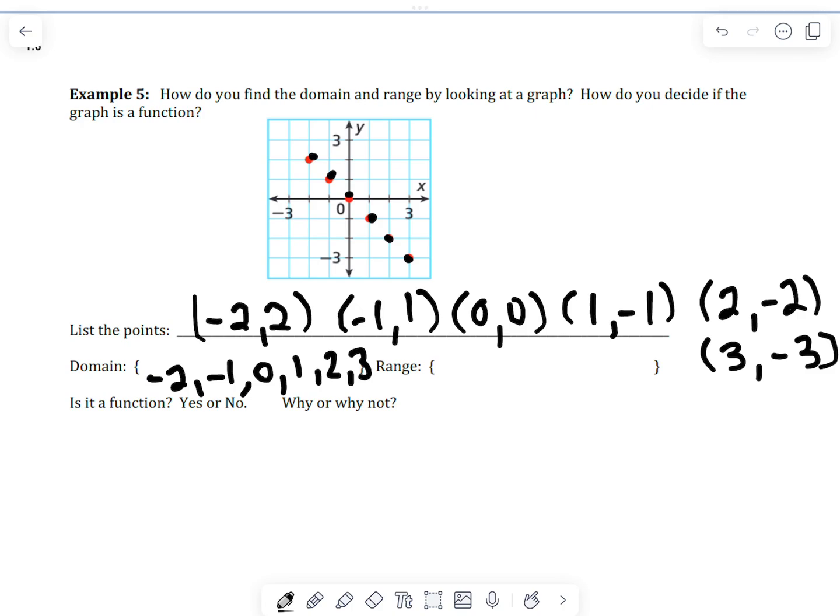The range values, we list the y values: negative 3, negative 2, negative 1, 0, 1, and 2. Is it a function? Yes, because none of those x values repeat.